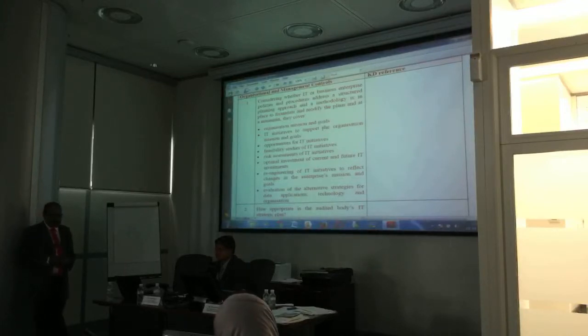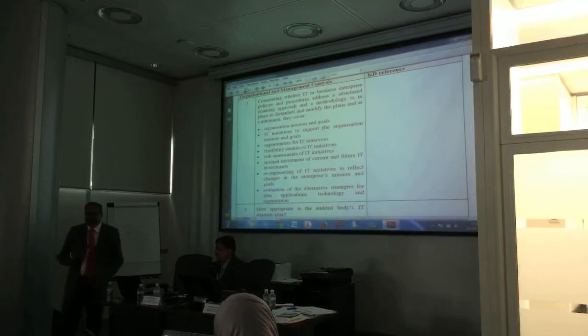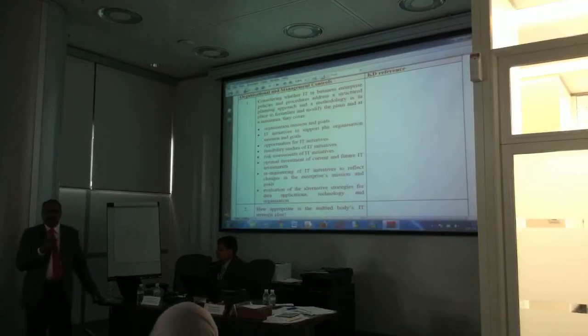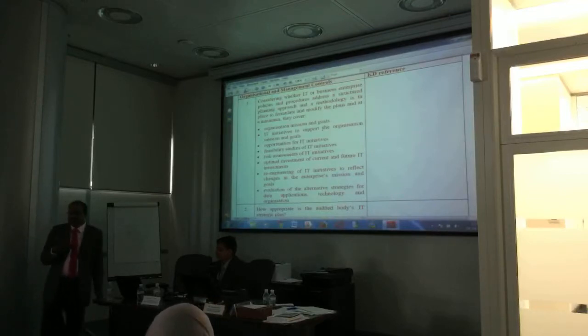Actually, it will start with primarily a risk equation. What is the overall audit risk? That is basically the multiplication of inherent risk, control risk, and detection risk. So inherent risk of the organization, you will try to find out. You will have the assessment.